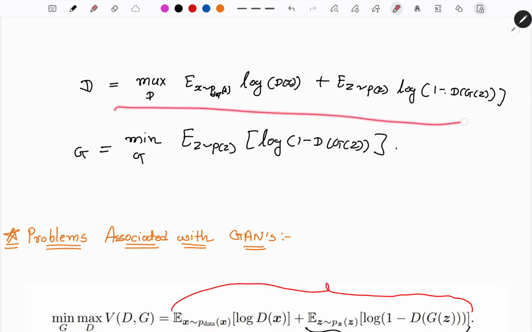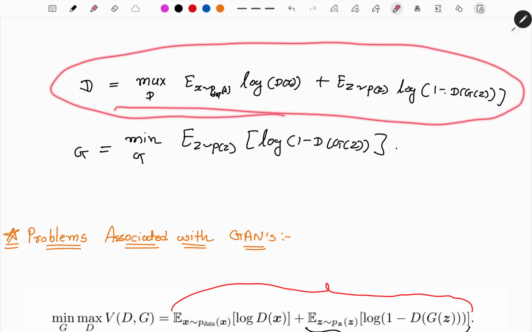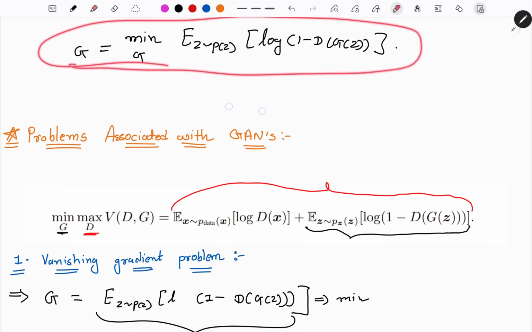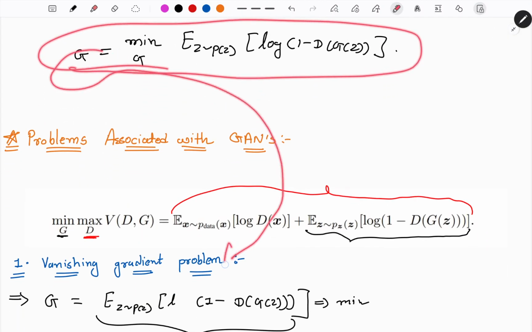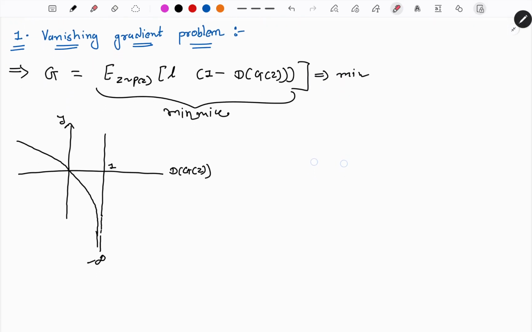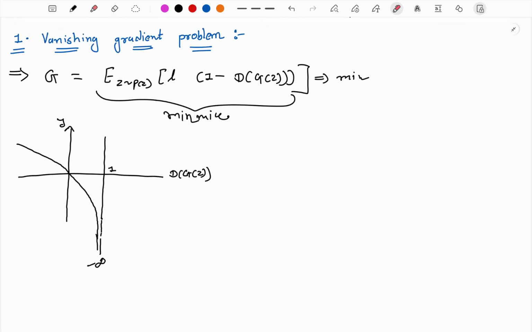When we are training the discriminator, everything goes fine and there is no issue. But when we are training the generator, we have a problem of vanishing gradient. Let's discuss how it happens. We are just taking an intuition of it.